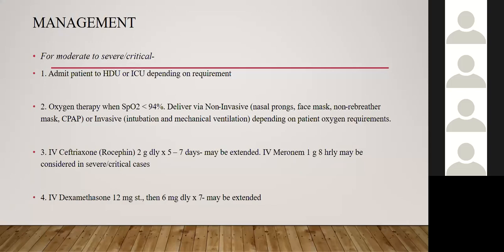Then, because it's an inflammatory condition, we give dexamethasone for the patients. We usually start with 12 milligrams start, and then we do 6 milligrams daily, which can be extended. The risk factor for DEXA here is because it's a steroid, and we know what steroids do to blood sugar. It's able to push your patient's blood sugar up.